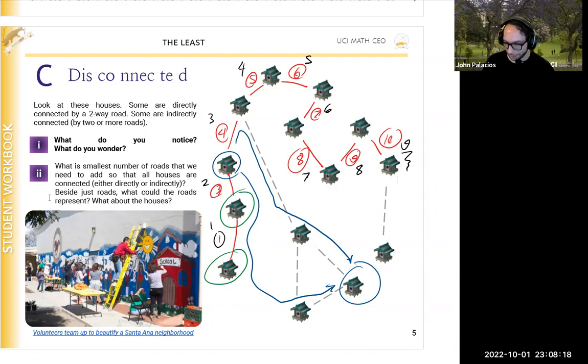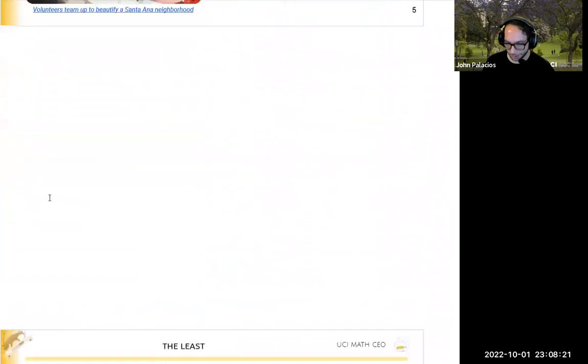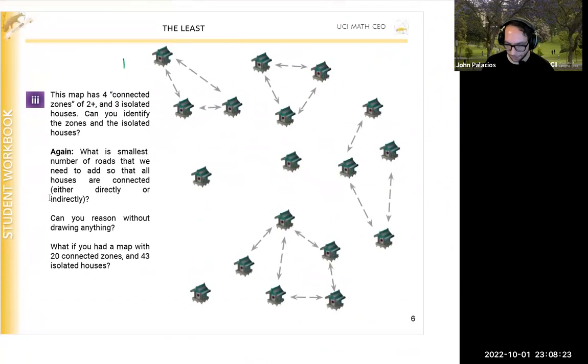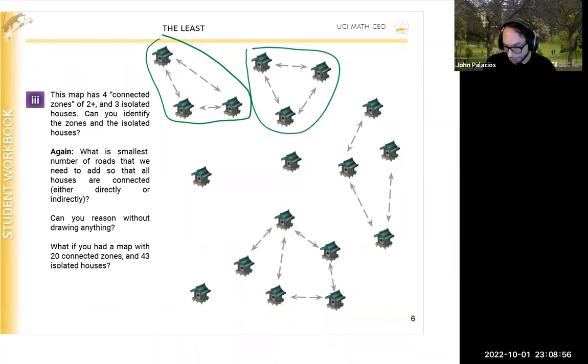Okay, let's look at the next part of this puzzle, part 3. This map has 4 connected zones. Let's call them neighborhoods. I mean, it kind of makes sense. We're talking about houses and roads. We can call it a neighborhood or a subgraph. This part of the subgraph is a completely connected subgraph. Don't need to know about that, but from each one of these houses, I could get to either other house in the neighborhood because there are 2 roads from each house, and there are only 3 houses in this subgraph.